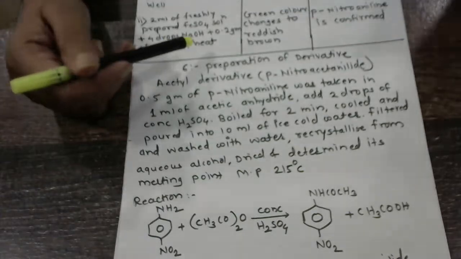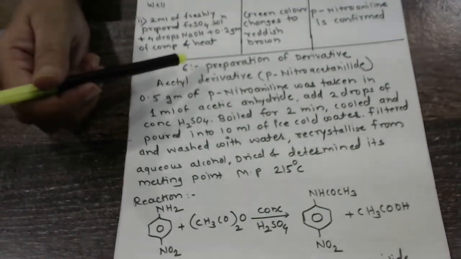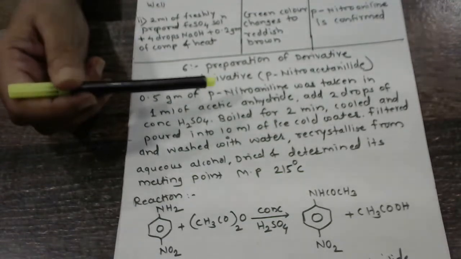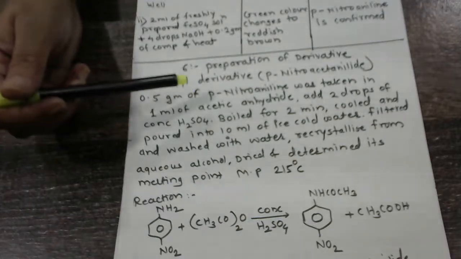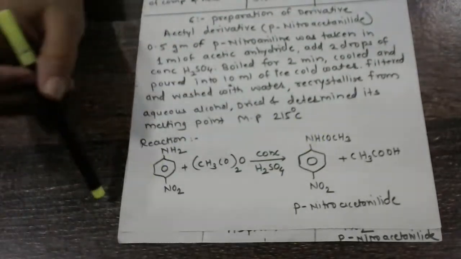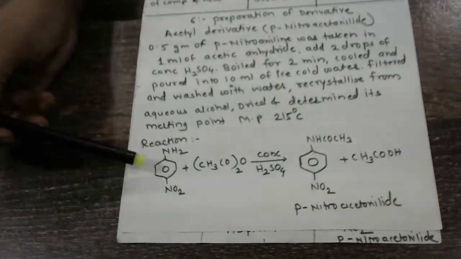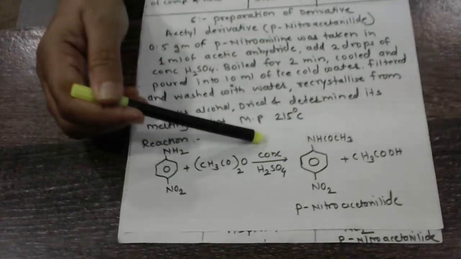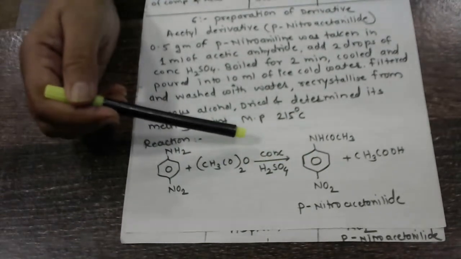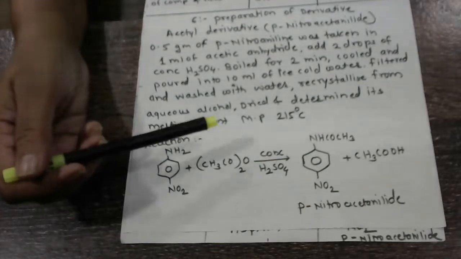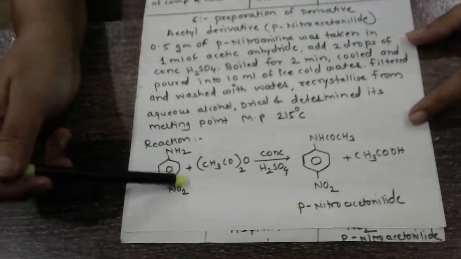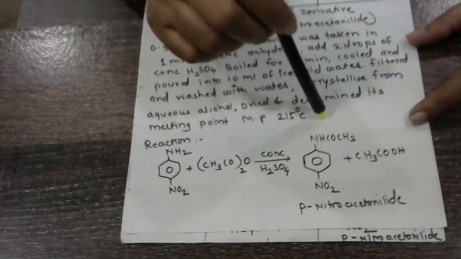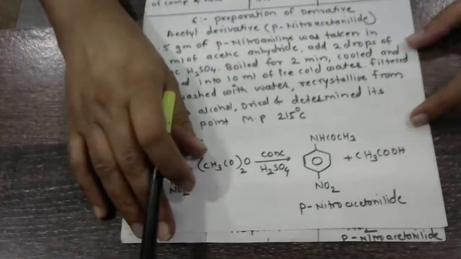Then next step is preparation of derivative. Again here we are preparing the acetyl derivative, that means use of acetic anhydride. Guys, go through this procedure. We get formation of para-nitroacetanilide. This is the reaction where para-nitroaniline is allowed to react with acetic anhydride in presence of concentrated H2SO4. The procedure is the same as that of the first component. Only here, instead of salicylic acid we are going to use para-nitroaniline. Other reagents are the same. We get the product which is called para-nitroacetanilide.